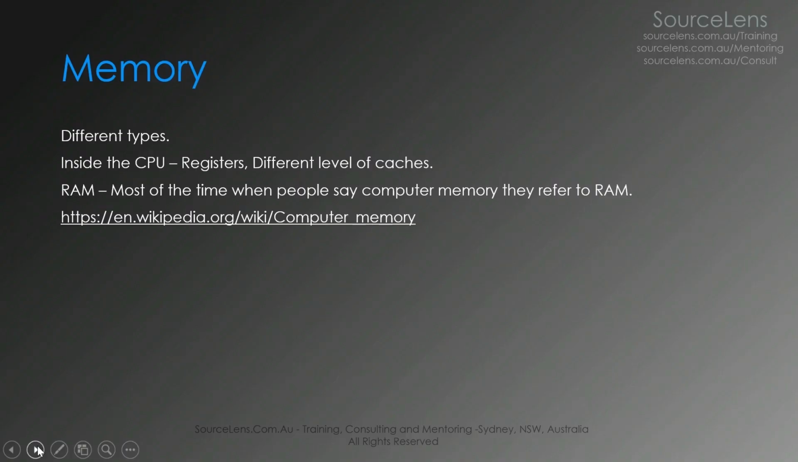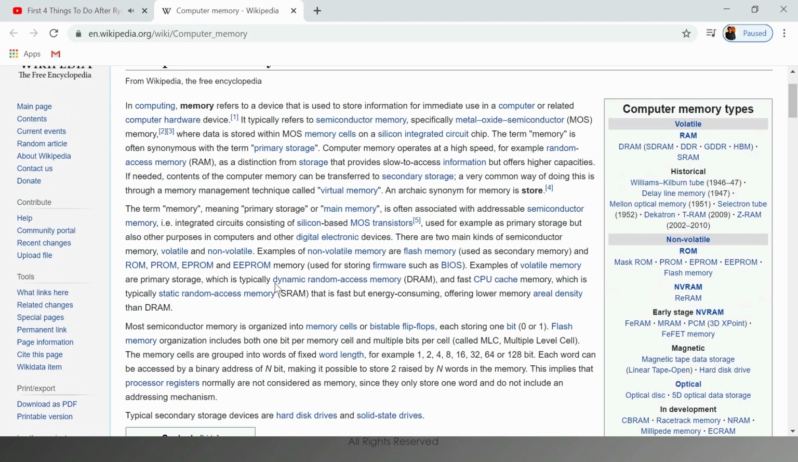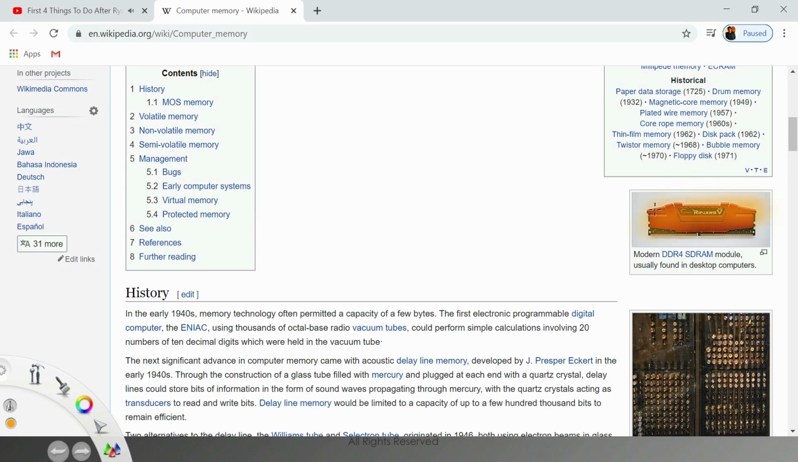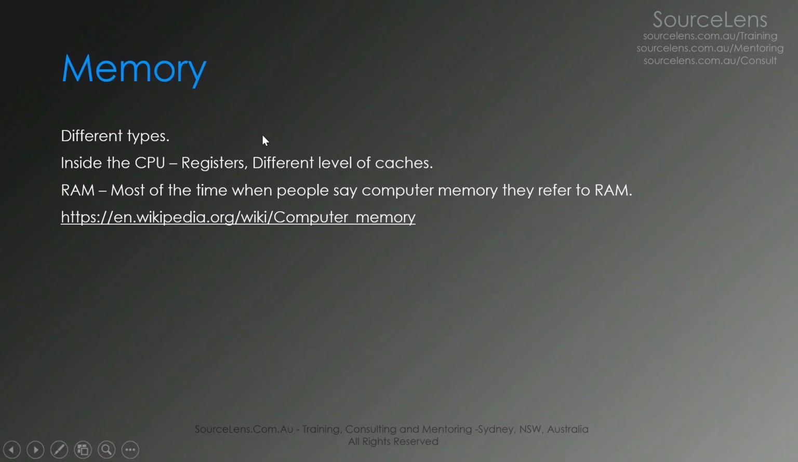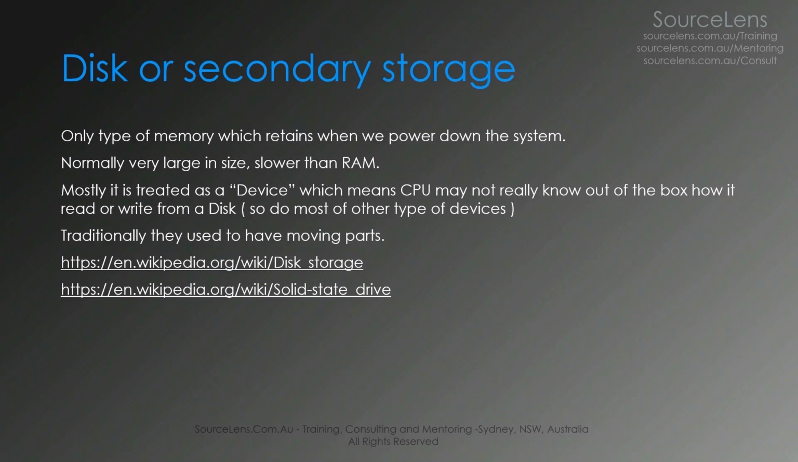So let's see how a RAM looks. So I'm going to the wiki page of a computer memory. This is how a RAM looks, modern RAM. So coming back to the slides, we have seen CPU and computer memory. CPU is for computing, computer memory is for remembering things. So the next part we would like to discuss is disk or secondary storage.